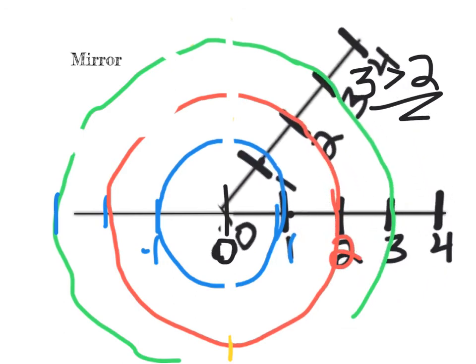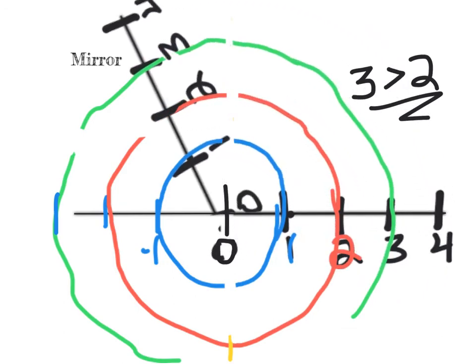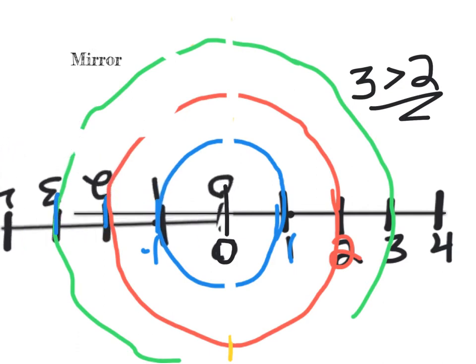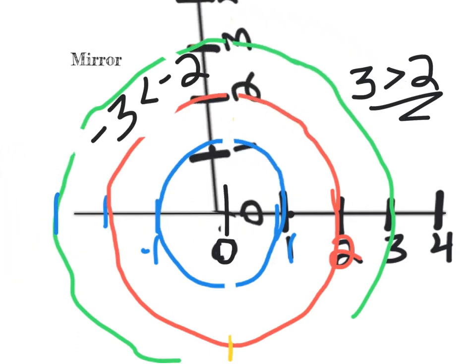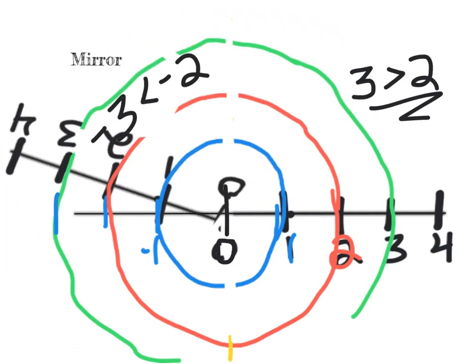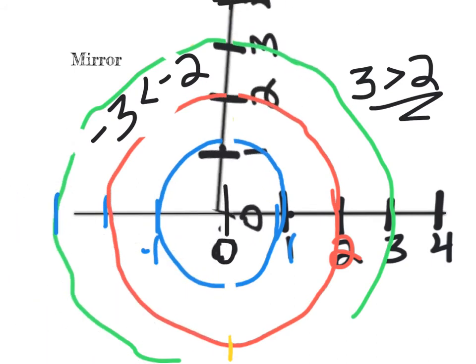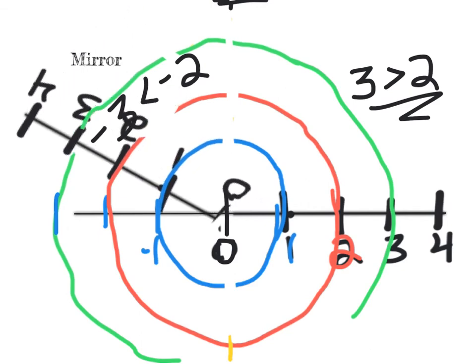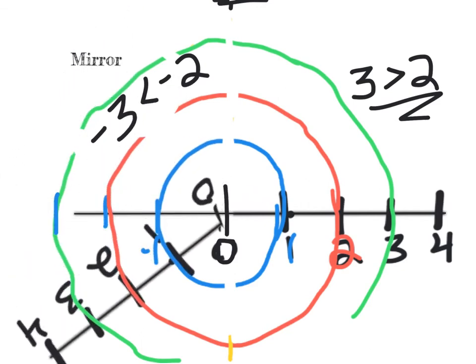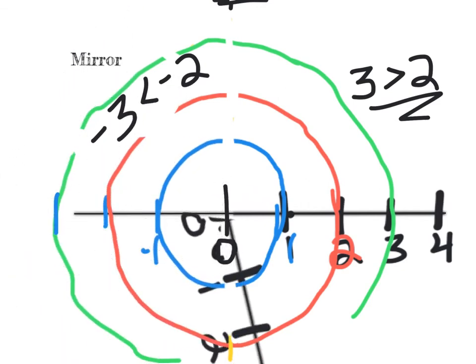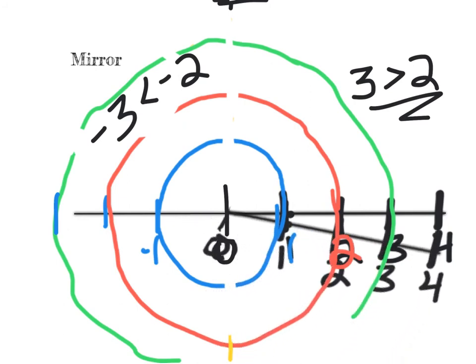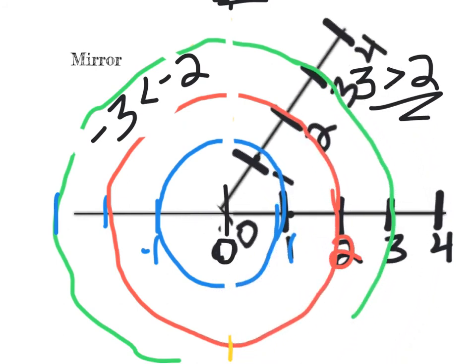But to the left side of 0, -3 is actually less than -2 because it's further to the left from 0, so it's further away from 0. Also, it's further away from any positive numbers. So that's another clue that -3 is less than -2.